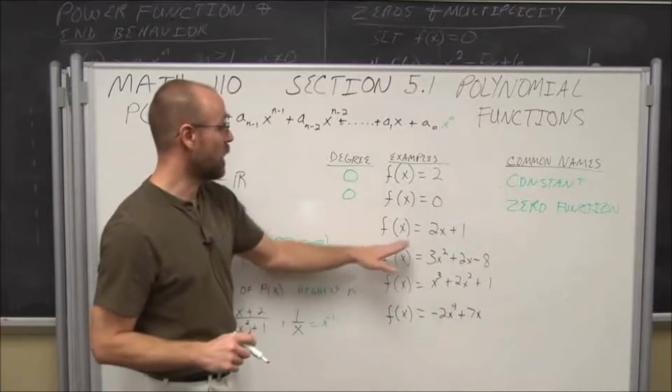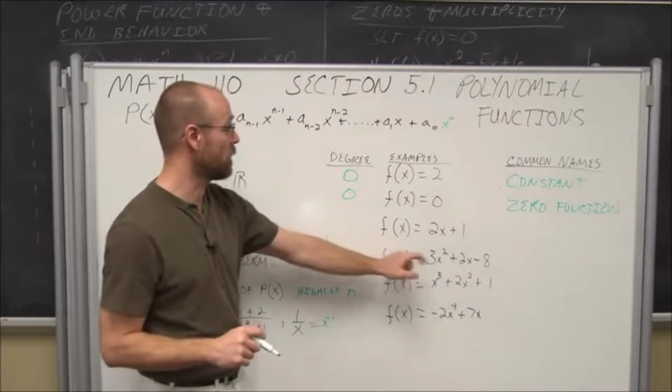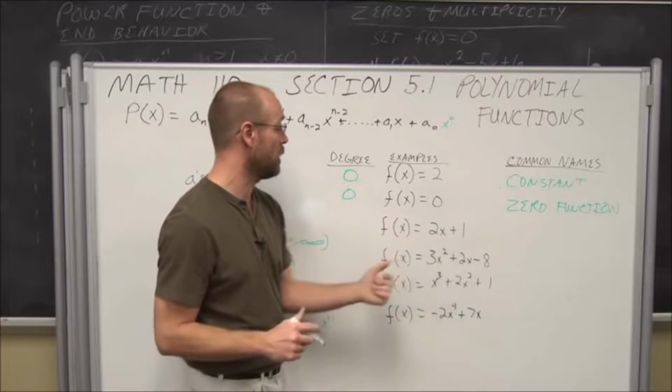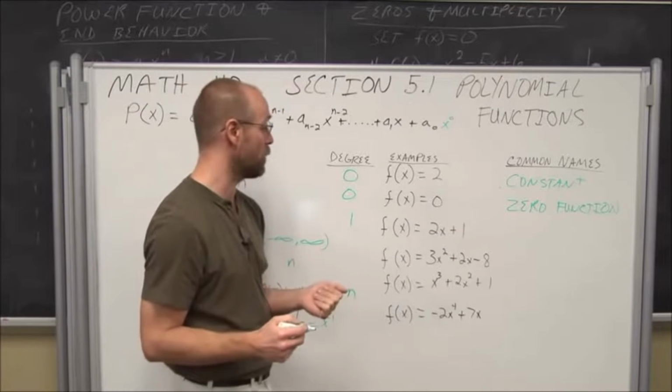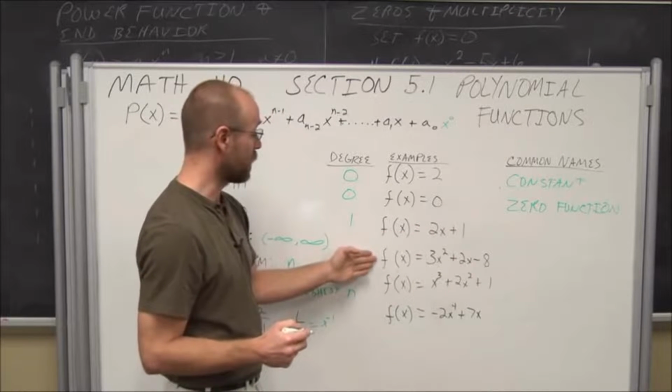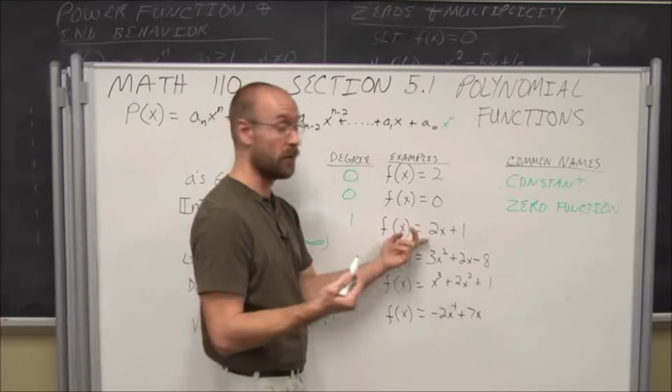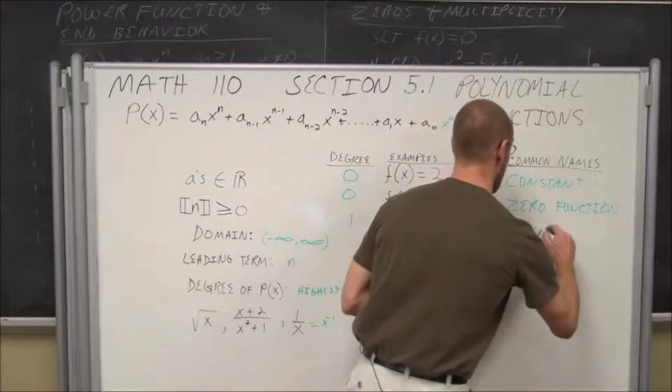All right, moving on, if we look at this polynomial here, its degree is 1, so it's a first degree. The highest power of the leading coefficient is 1. And we call this a linear equation, that's its common name.